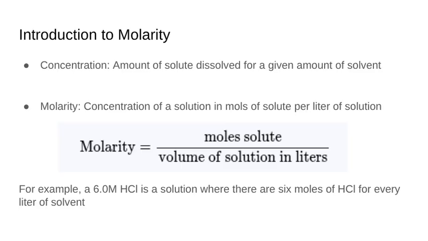But for example, if we had a 6 molar solution of hydrochloric acid, this means that the solution has 6 moles of hydrochloric acid for every liter of solvent, which in most cases is going to be water.